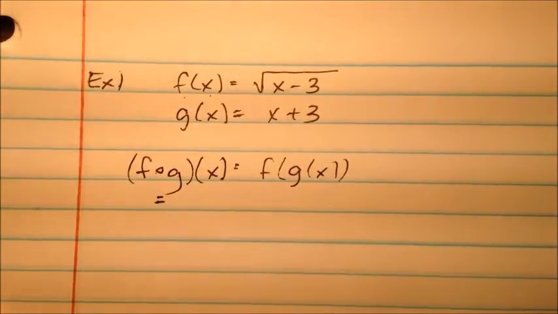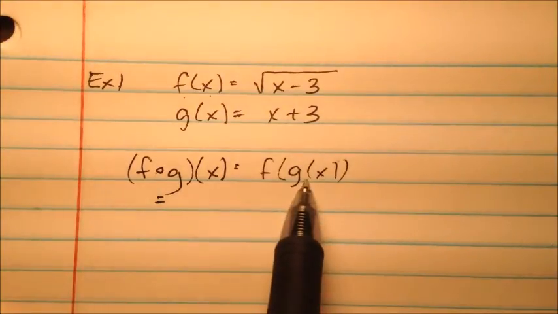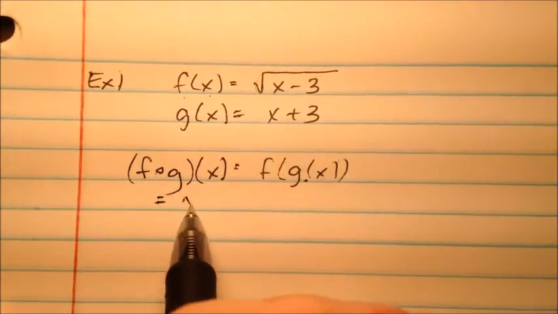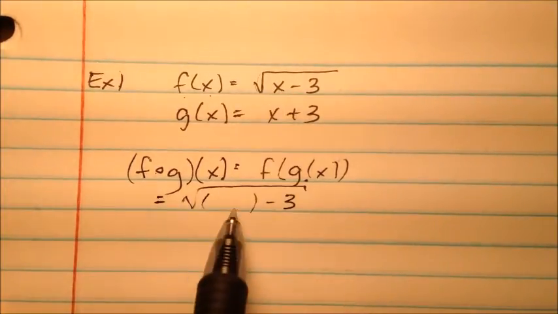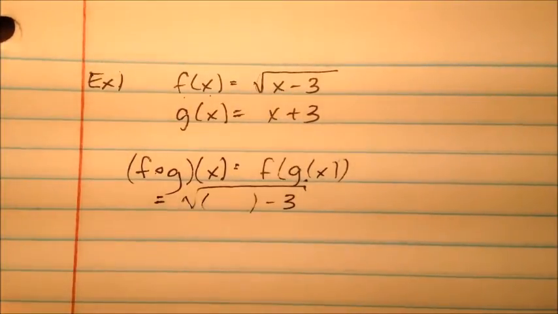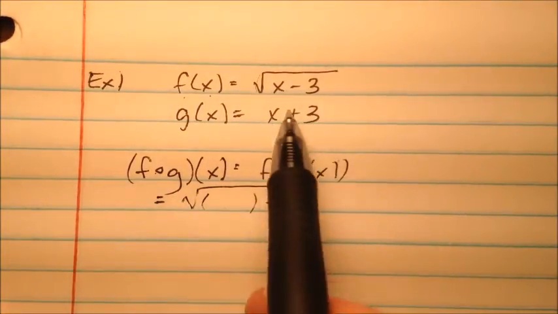So what that looks like now, I'm going to put this g function into f. Well, f is going to be this big guy. He's going to be the square root of my x, or some quantity that's going to be substituted in for x, minus 3. So what is that quantity that we're substituting in? Well, it's going to be x plus 3.